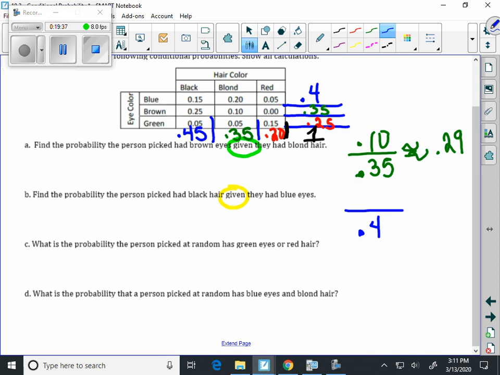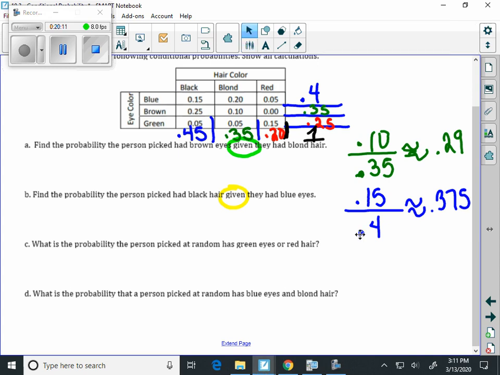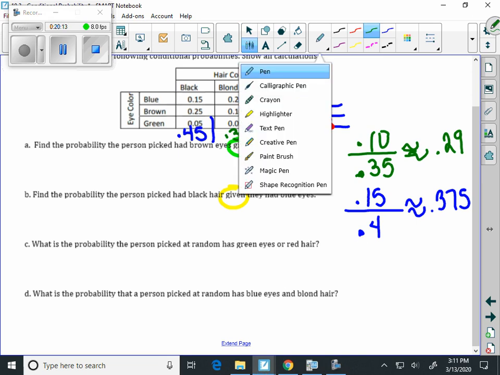So next, then, find the probability that the person picked had black hair. So we're going over here and looking at the blue eyes. Going in that column there, and in terms of black hair, what we see is the 0.15. And when we type that into the calculator, I'll let you do that typing. We get 0.375, or if you prefer, 0.38. Once again, watching out for the word given.